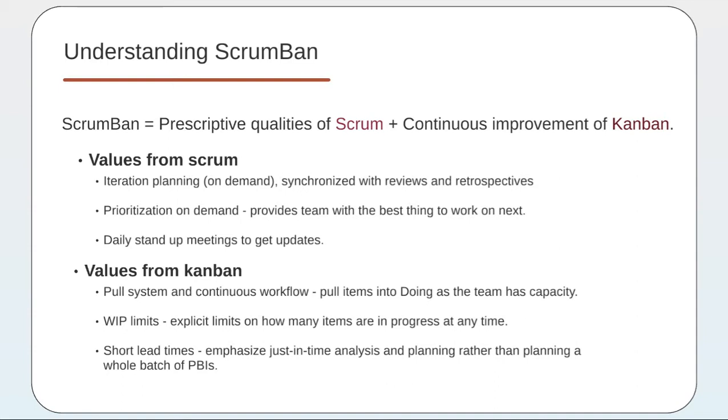And also, if you take a look at the values from the Kanban, it uses the pull system and also work in progress limits. Using the pull system will help us reduce bottlenecks, as we discussed in the earlier slides. In Scrum, there might be some bottlenecks if about 4 or 5 PBIs are assigned to one developer within a sprint, but if we use the pull system, then those bottlenecks can be reduced. And also talking about lead times, the lead time for a PBI can be shortened using Kanban principles.